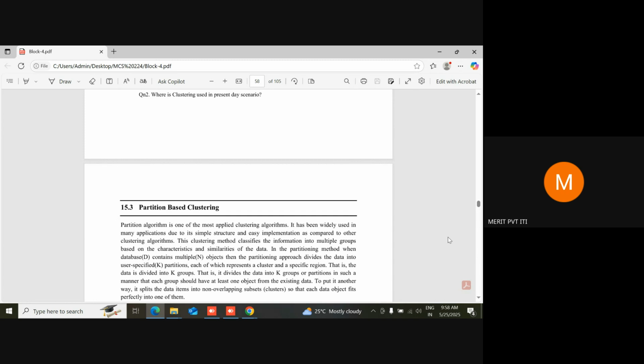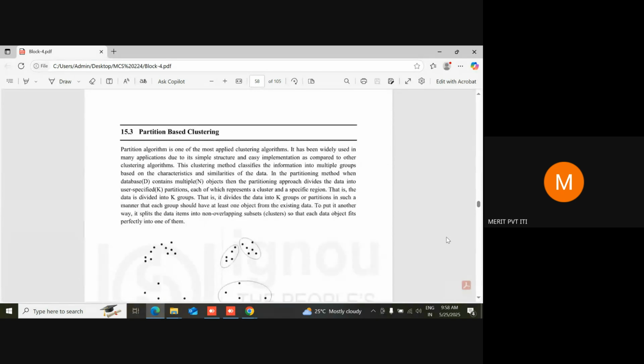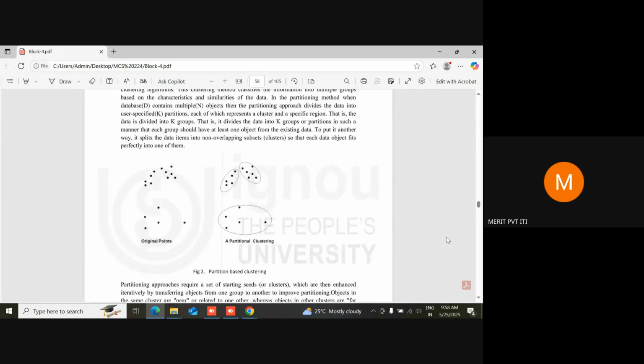Partition algorithm is one of the most applied clustering algorithms. It has been widely used in many applications. So we take K groups and build clusters on that basis, and that type of thing happens. All of these are partition-based clustering.